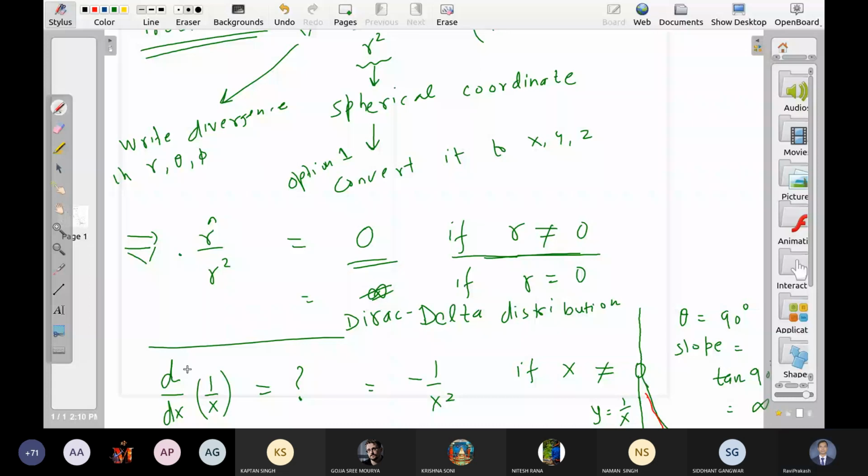Okay. So the answer is split in two parts. 0 when r is not equal to 0. It is some other distribution when r is equal to 0. And what is this distribution? We'll discuss later.